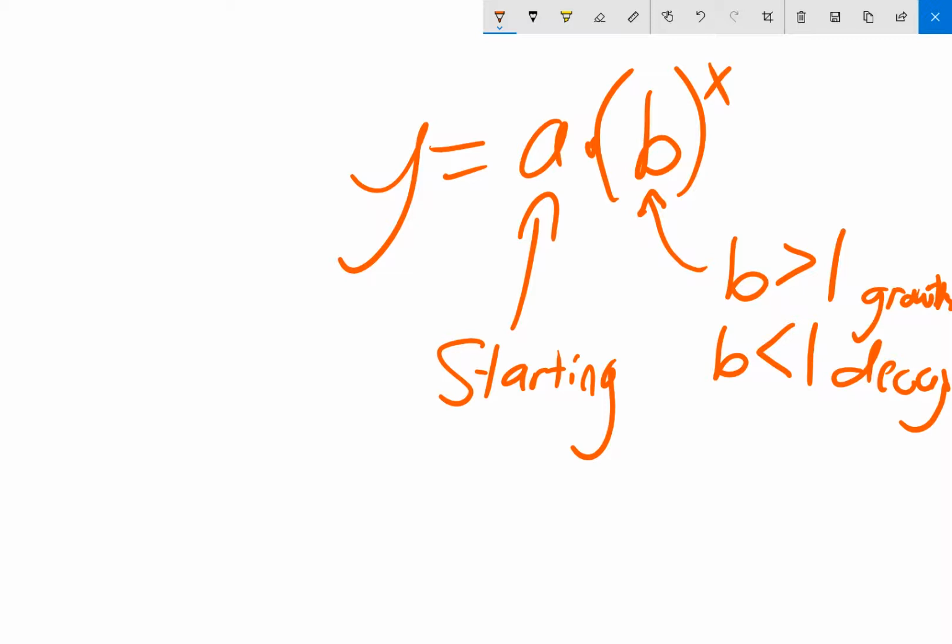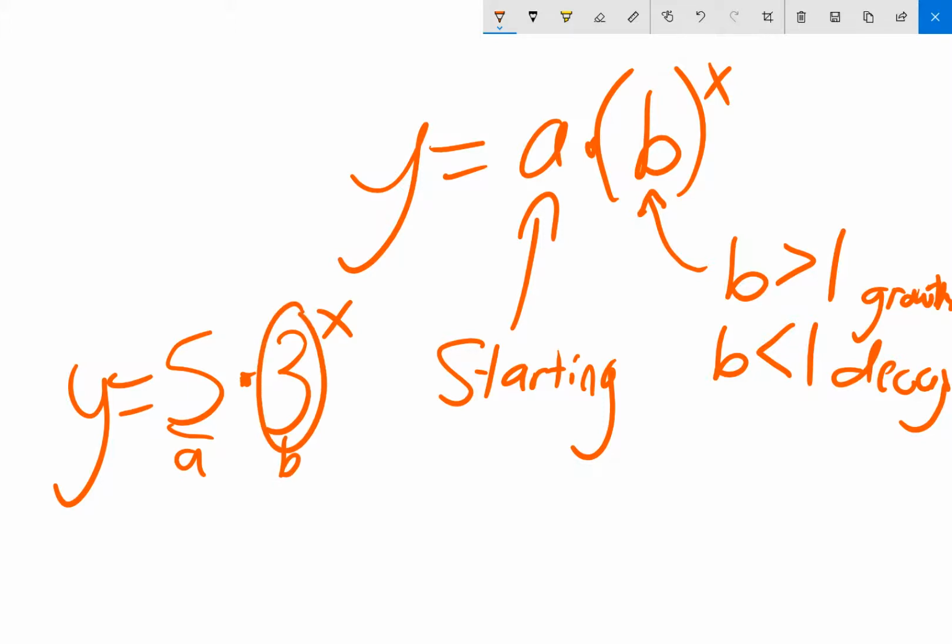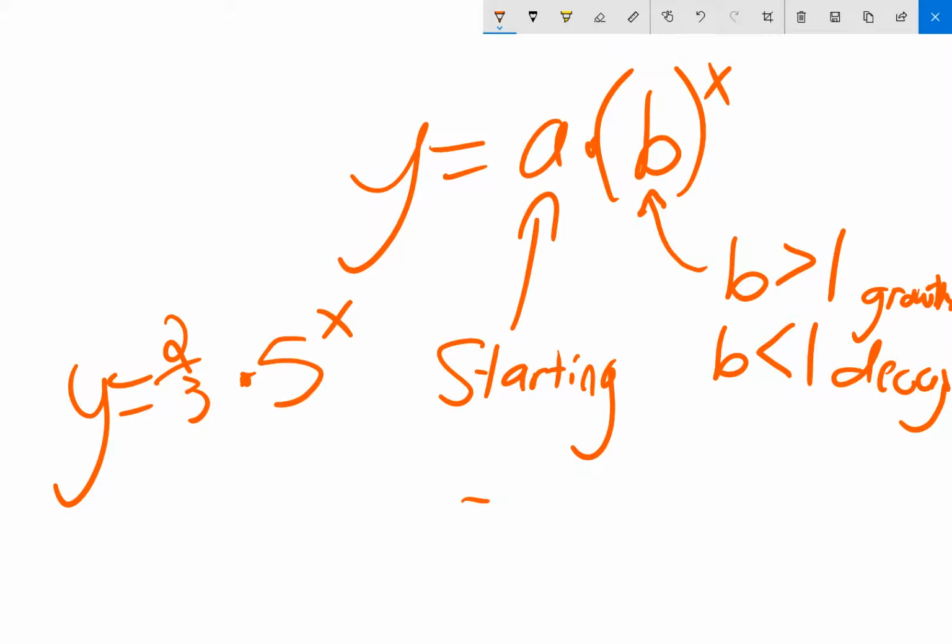So, in short, I won't do your examples, but let's say I gave you 5 times 3 to the x power. That makes 5 the a and 3 the b. And since 3 is obviously bigger than 1, this would be a growth problem, an exponential growth equation. If I had 2/3 times 5 to the x, remember, the 2/3 is my a, 5 is my b, and again, since 5 is bigger than 1, this would also be growth.